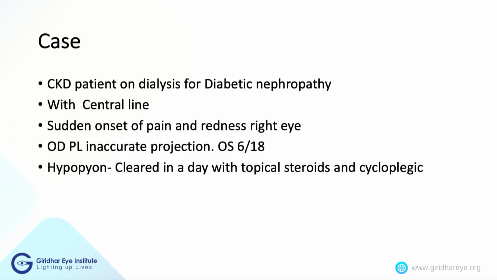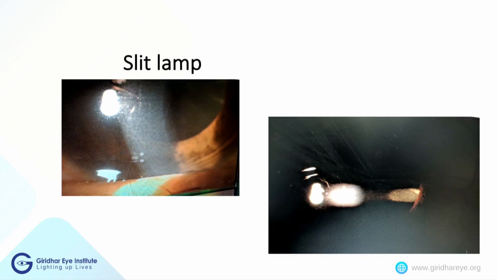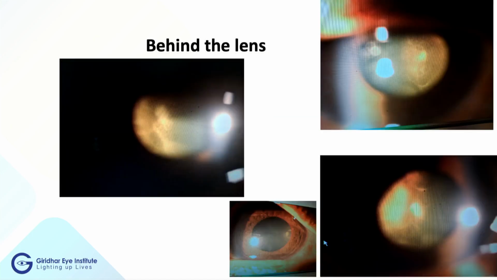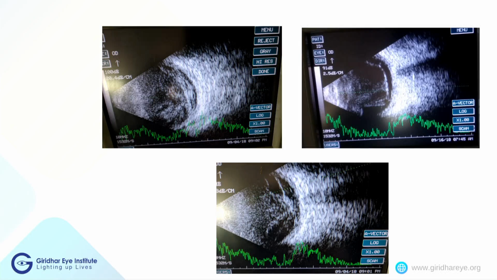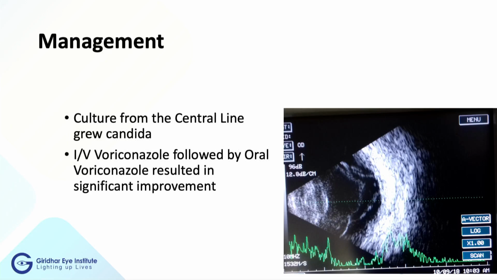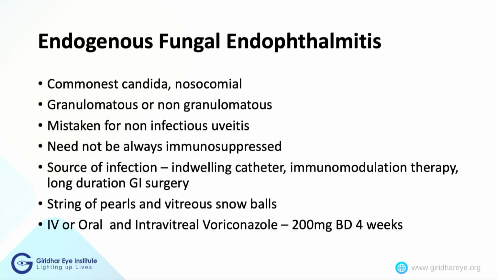The last part is endogenous endophthalmitis. We do not get many, though some people get a lot of endogenous endophthalmitis. This was a patient on dialysis for diabetic nephropathy, with sudden onset of defective vision. There was granulomatous uveitis, with cells in front and behind, and this is the B scan, already bad; the patient was very sick. Intravitreal voriconazole was given based on the central line culture which grew candida. Luckily we could save this eye with systemic and oral treatment.